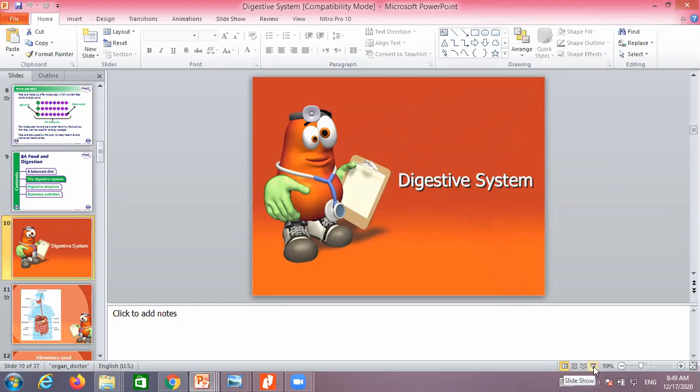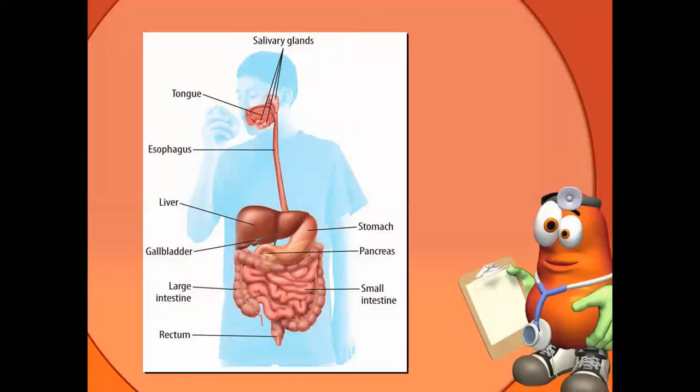Again, we will start in the digestive system. If you'd like to know, this is the salivary glands. How many salivary glands do we have? Three pairs of salivary glands. And the salivary glands secrete saliva that contains amylase enzyme that digests carbohydrates into simple sugar.